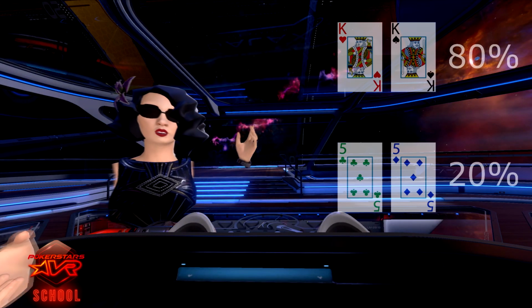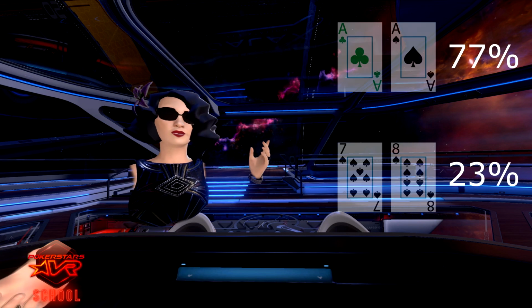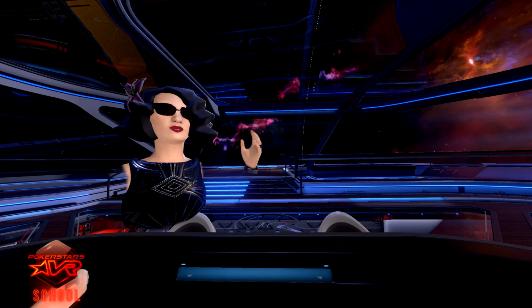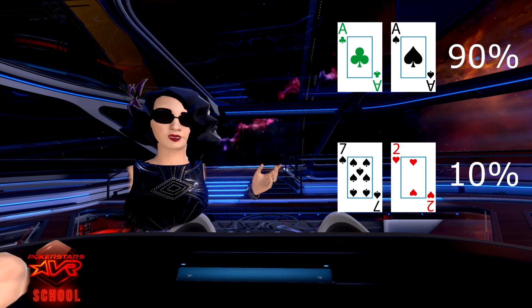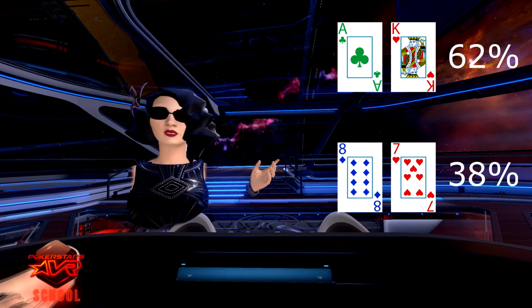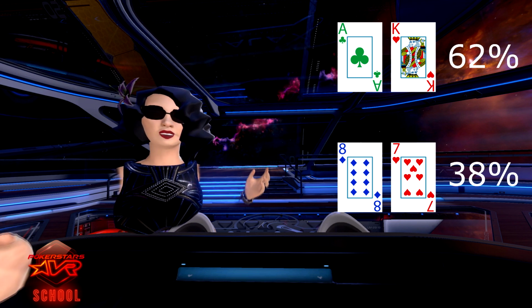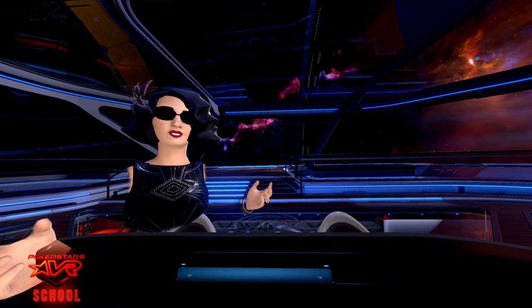Heads up, an overpair will lose to an underpair 20% of the time. Aces will lose to 2 suited undercards 23% of the time. Aces will even lose to 7 deuce off 10% of the time. 2 overcards such as Ace King will lose to 2 undercards such as 8-7 38% of the time. That's nearly 4 out of 10 times.